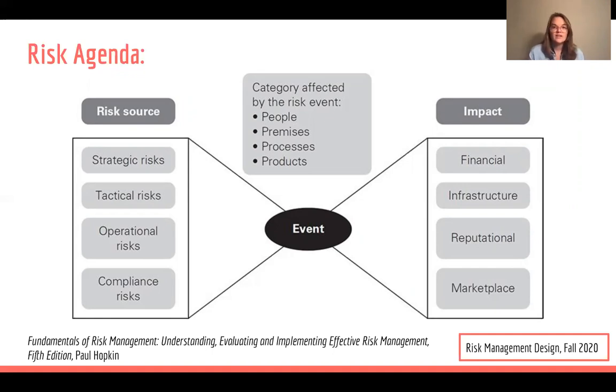What is the actual event? So the event could be we have a pandemic. The event could be we have a disease outbreak. What is the actual event that's going to trigger the risk? And then where is that risk coming from?